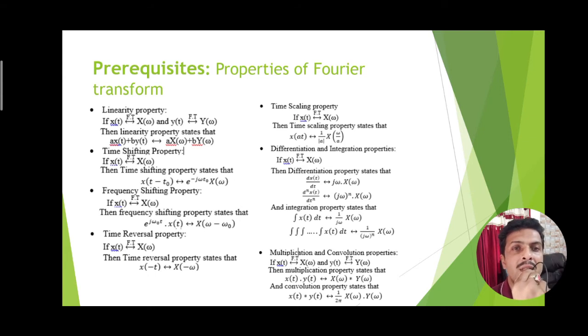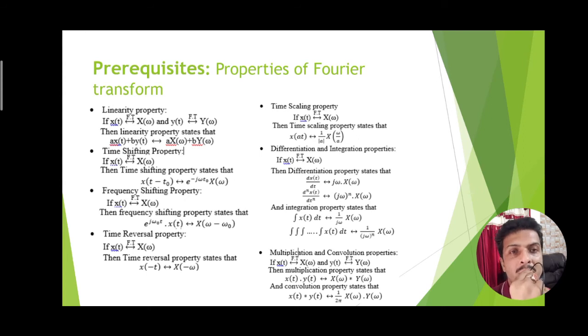The time shifting property shows that if x(t) and X(omega) are a Fourier transform pair, then the Fourier transform of the time delayed signal is the product of the spectrum and e to the power minus j omega t0. Similarly, the frequency shifting property states that the Fourier transform of the product of the time domain signal and e to the power j omega 0 t gives the shifted spectrum in the frequency domain.